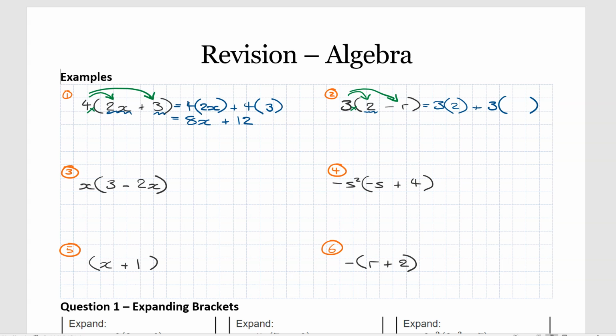Now here's where it's slightly different. Notice we've got a minus r, or a take r. What I'm going to do is put the take r in the bracket like that. And it will make a lot more sense when we do a few more trickier ones.